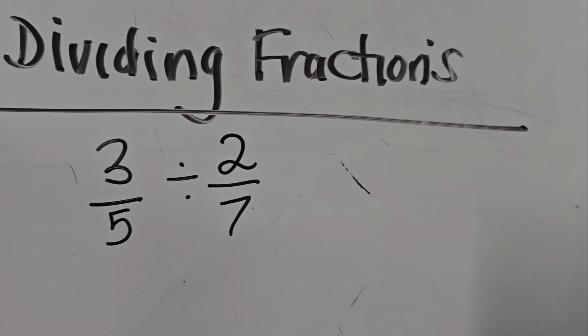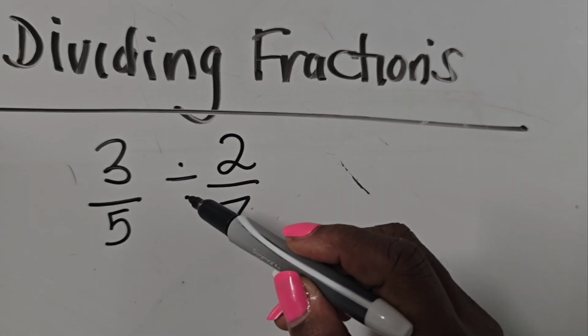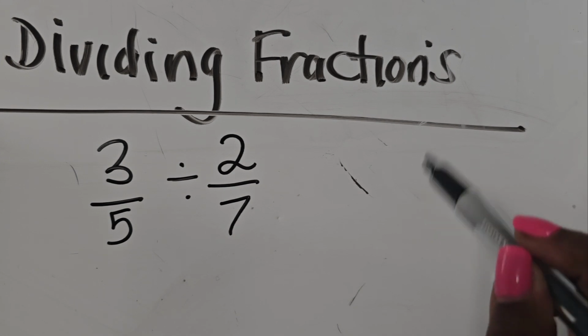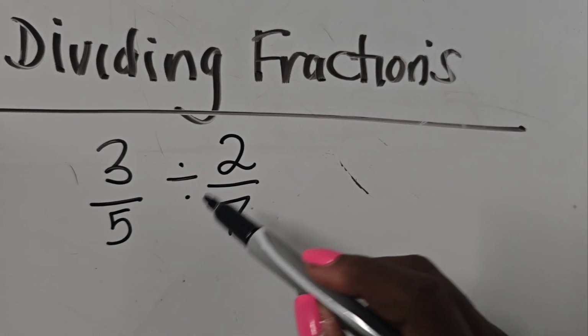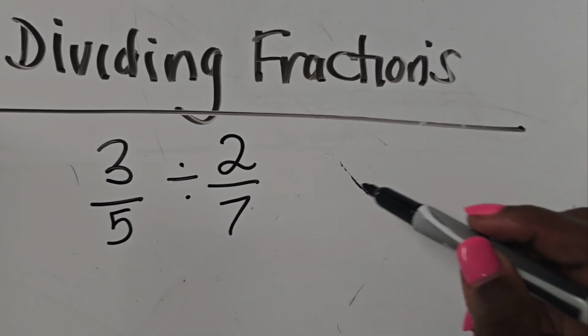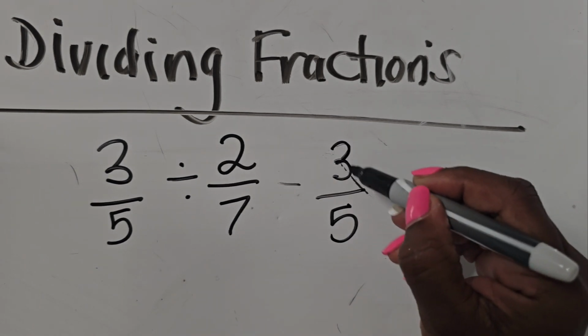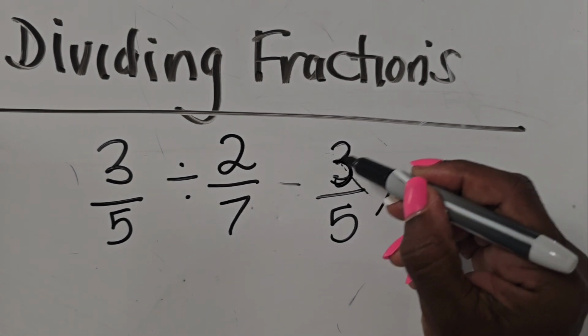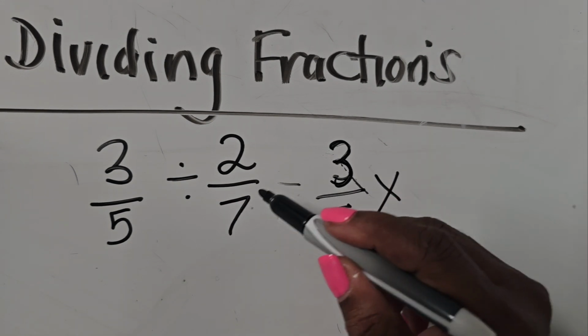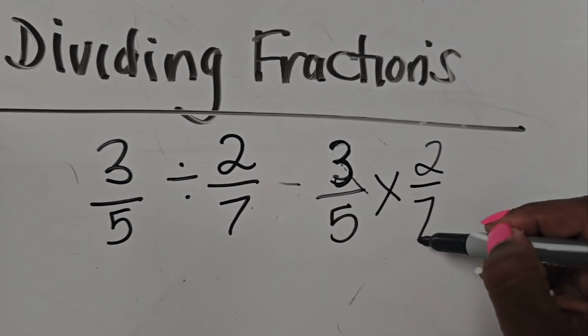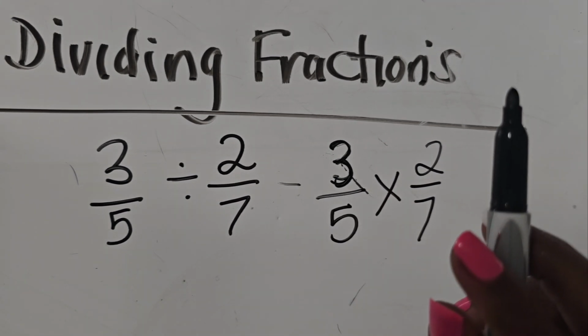Let's look at dividing fractions. In dividing fractions, there's two major moves. The very first step is to change the sign from division to multiplying. So 3/5 divided by 2/7 becomes 3/5 times 2/7. That's step number one.